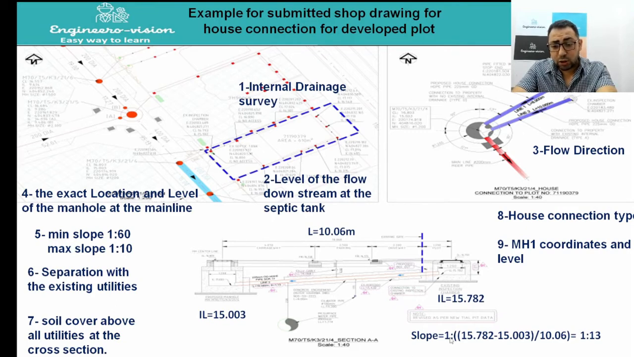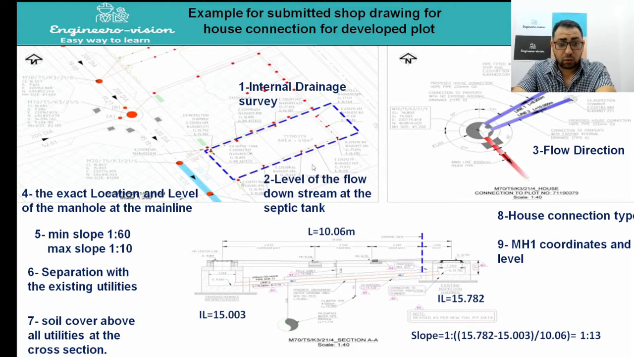How do we check the slope? The slope will be 1 to the invert level inside the inspection chamber minus the level in the main sewer manhole, divided by the length. This will give you the slope of our pipe. For example, here the slope is 1 to 13. 1 to 13 is in between 1 to 10 and 1 to 60, so this is an acceptable slope, and we can approve this shop drawing.